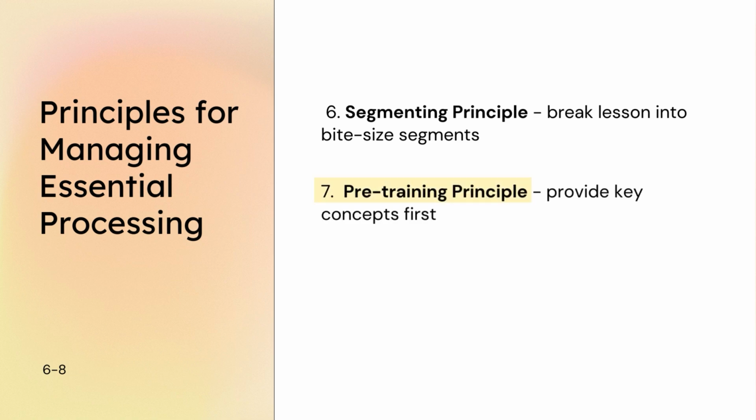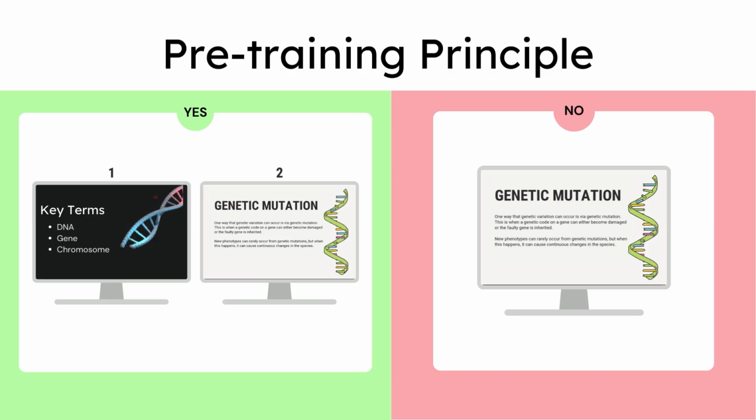The pre-training principle is all about preparing learners by introducing key concepts before diving into more complex content. Start by defining important terms and concepts early in the lesson, so learners have a foundation to build on. This helps them make sense of the more detailed information that follows. Avoid assuming that learners already know these key concepts, as skipping this step can leave them feeling lost.